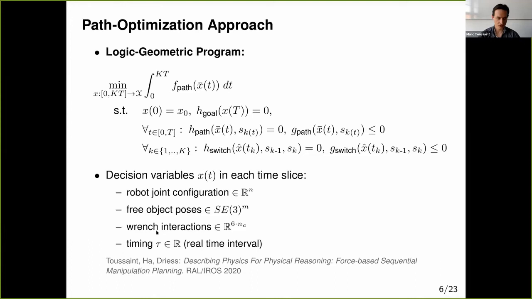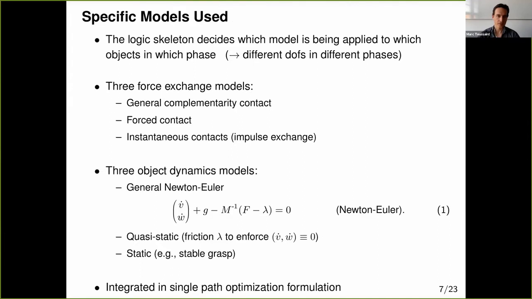It's the degrees of freedom of all force interactions. And of course, they're not independent, but we introduce them as independent degrees of freedom and then use equality constraints to make things consistent. And it's also actually timing. So for these physics equations, we also have to co-optimize the timing of every time slice. And that's the technical detail.